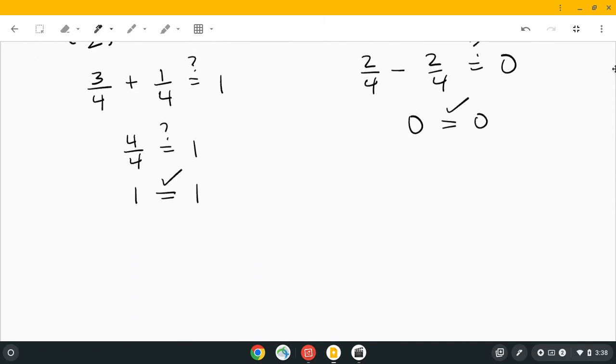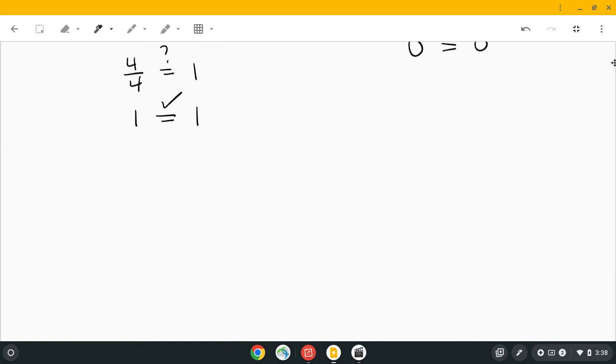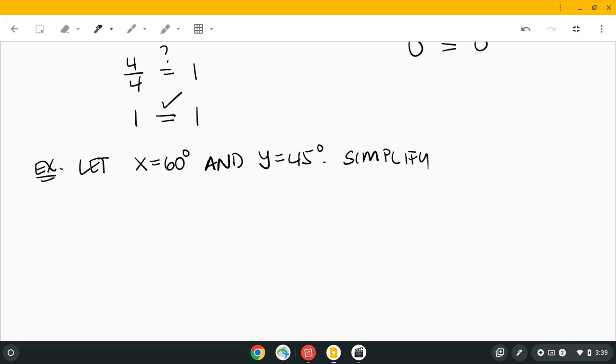Okay, let's do another one. Let x equal 60 degrees and y equals 45 degrees. Simplify each expression as much as possible.